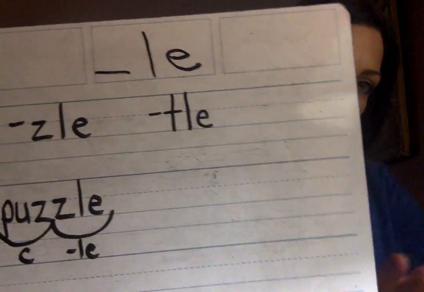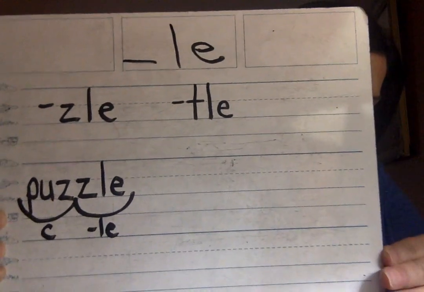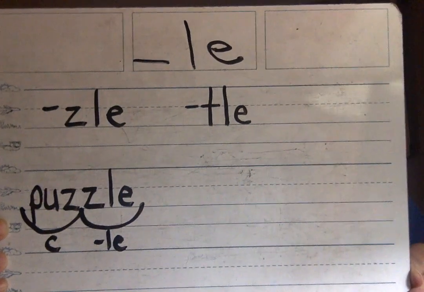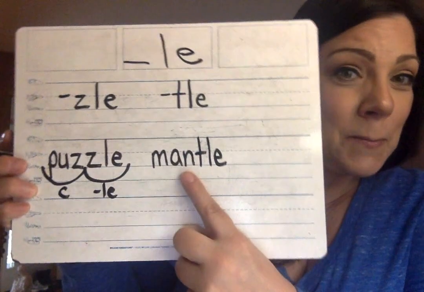How about this time we come up with a word that ends with the blend sound, that's the LE sound, ntle. Think in your head if you can come up with one. Okay. What sound did you come up with? Okay. I'm going to write mantle. Mantle. My fireplace has a mantle.